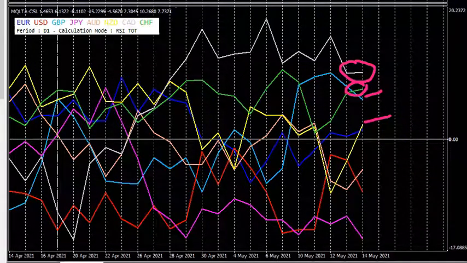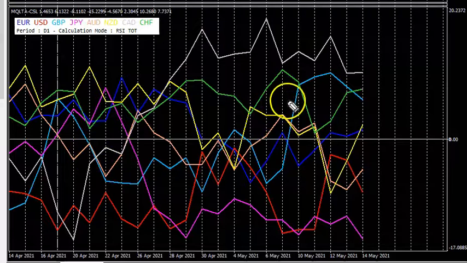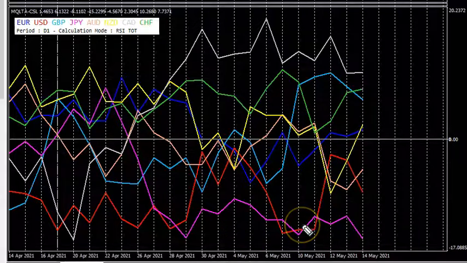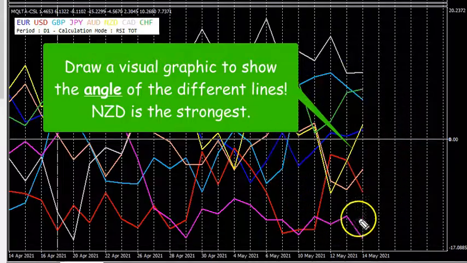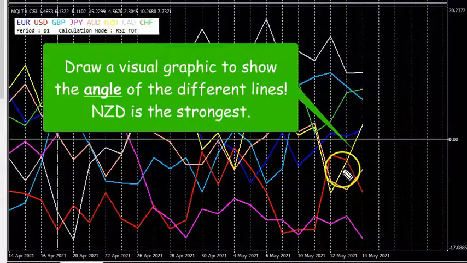Now, let me take that off just a second. What I do, again, is use my notepad beside my computer, and you're going to see this. I'm going to draw a visual graphic for each currency pair from the strongest to the weakest. And right here, you're going to be surprised, but the strongest currency is the New Zealand dollar, this yellow one. And why do I determine that?